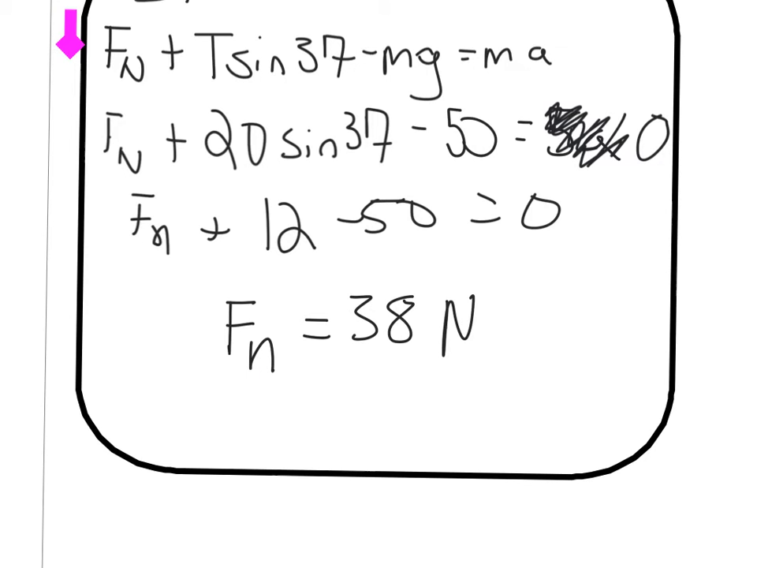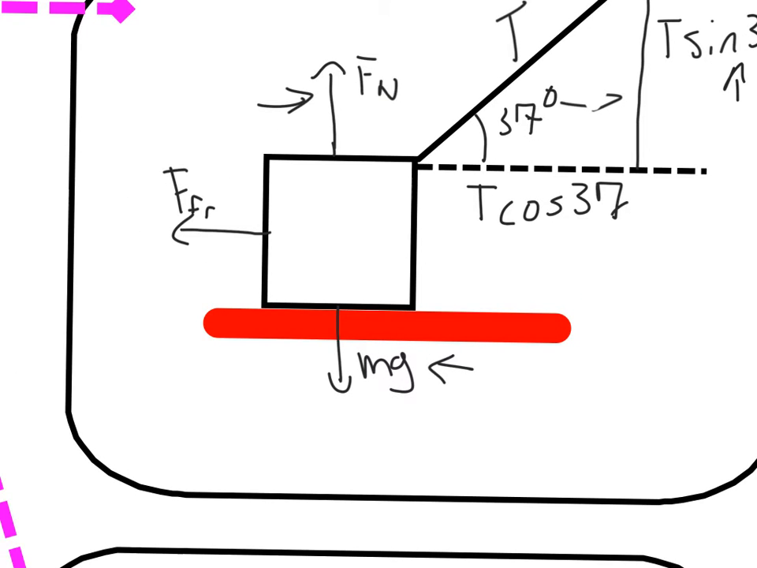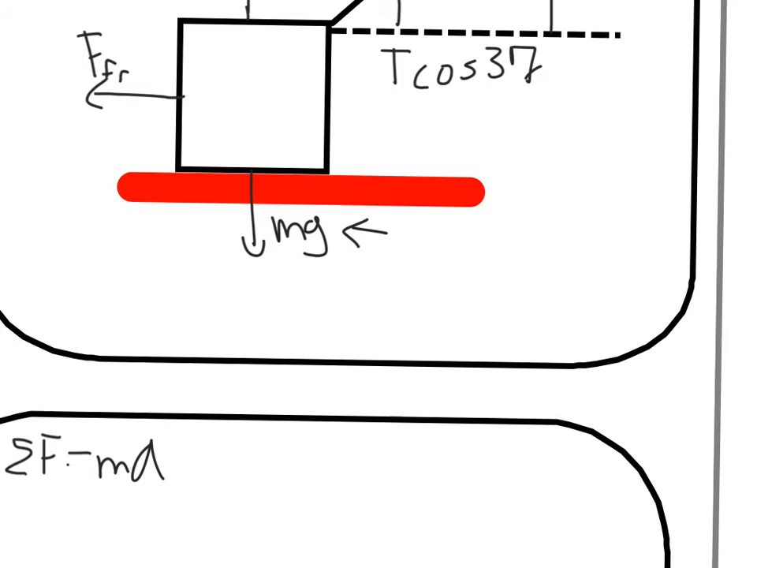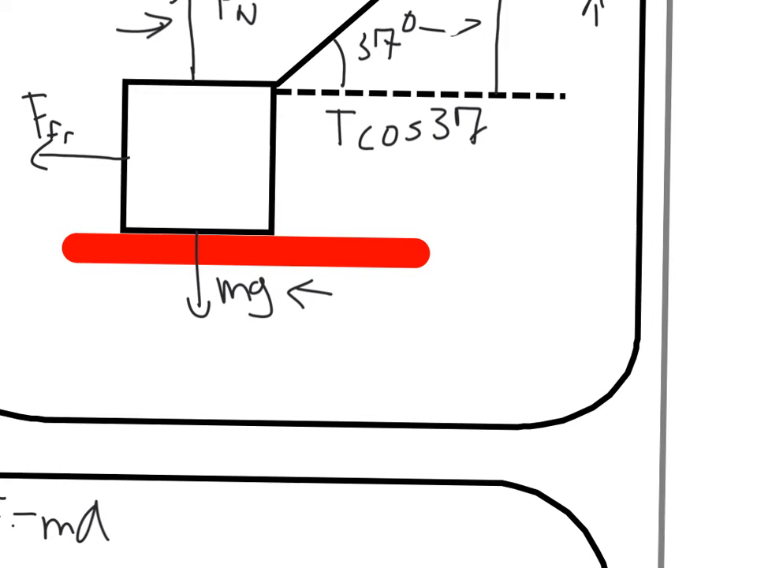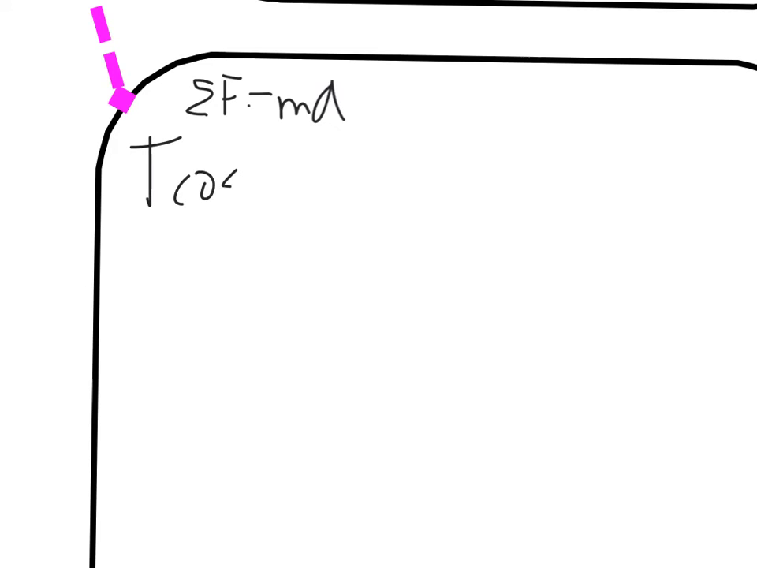So now that we have our normal force, we can work with our friction. Unless we have a normal force, friction is still a mystery to us. We need the normal force first. Now that we have it, let's go ahead and set up a net force equation for the x direction. So net force equals ma, and my handwriting is getting progressively worse. Forces in the x direction, we've got T cosine 37 in the positive and the force of friction in the negative. So T cosine 37 minus the force of friction equals our mass times our acceleration.